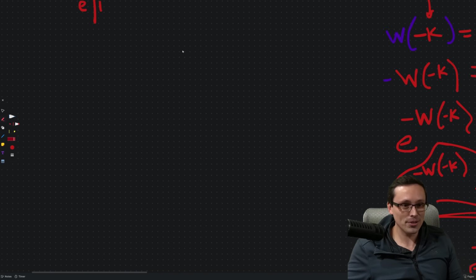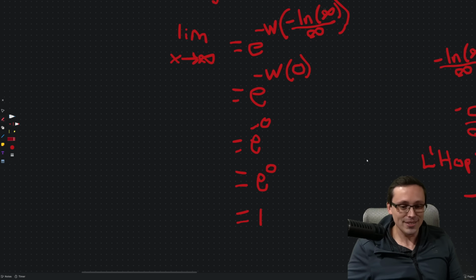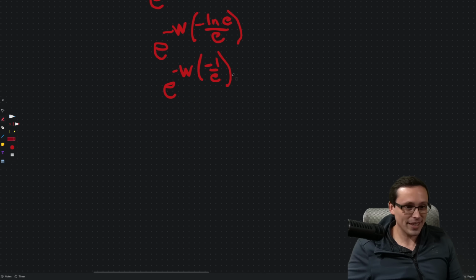And you know what's really cool? That's one of the answers we already have. If I input negative 1 over e into the W function, it outputs a negative 1. So let's go ahead and do that. So I input this, and the W function outputs a negative 1. So e to the negative negative 1. And negative negative 1 is just 1, so this is indeed just e.